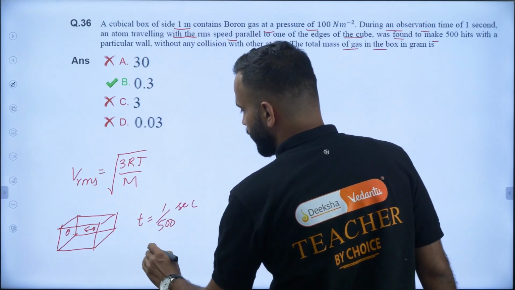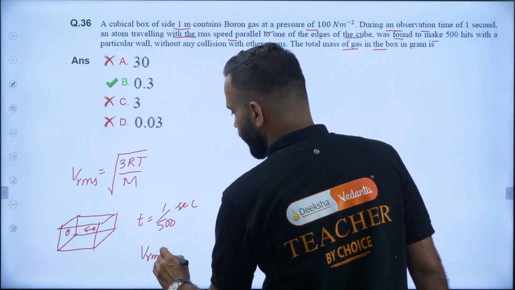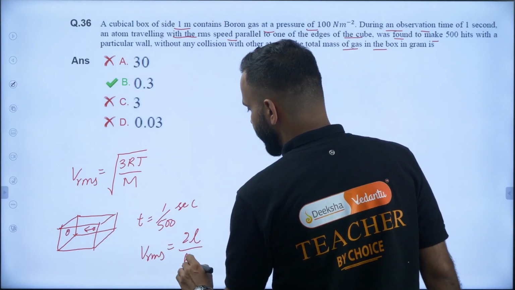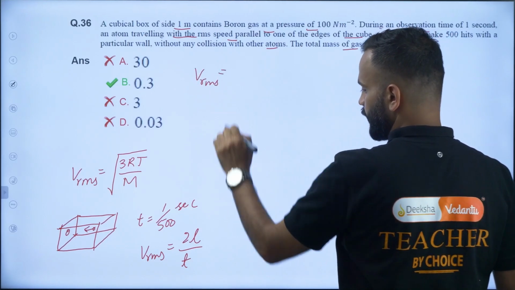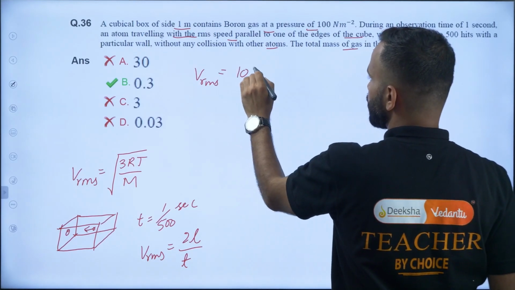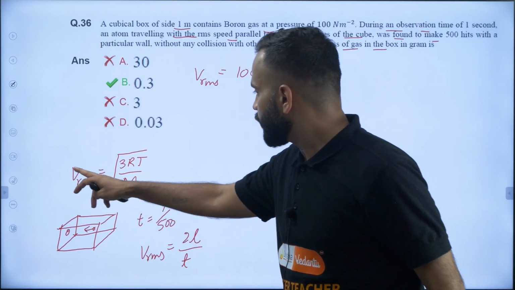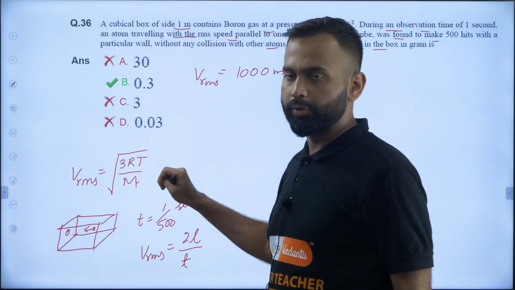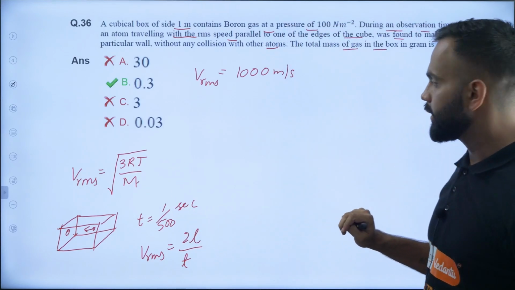Now VRMS is equal to the total distance traveled by the boron gas, 2L, divided by time t. L is 1 meter, and t is 1 by 500. So 2 into 1 into 500, that is 1000 meter per second. We got the value of VRMS. Here we have RT by M, where R is the universal gas constant, but we don't know the value of T, and M is the molar mass.